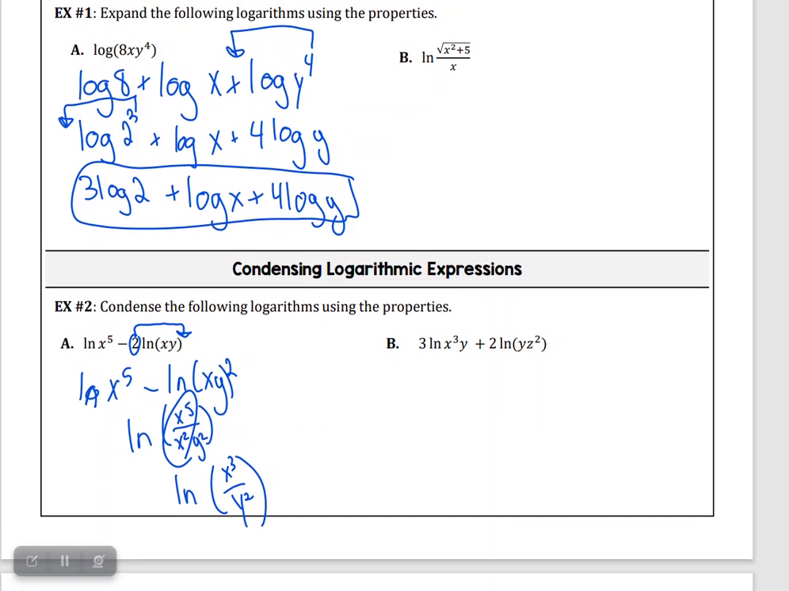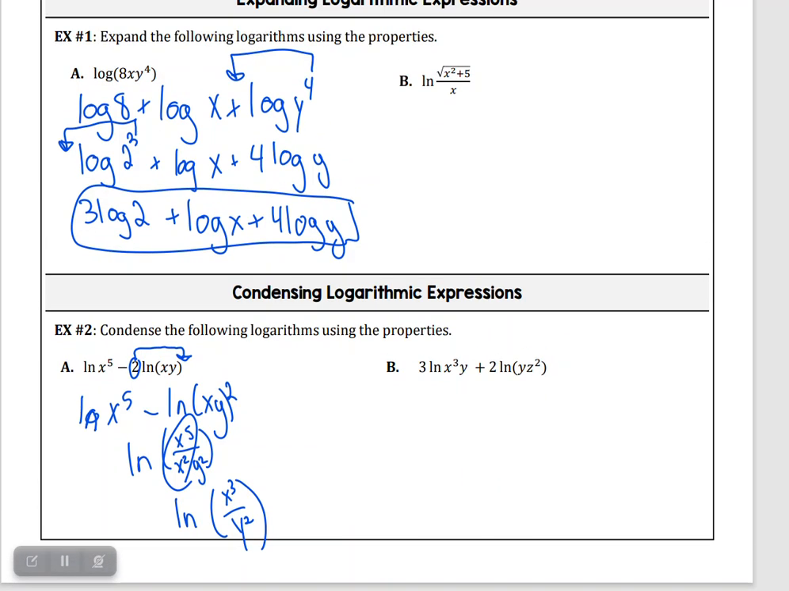All right, what I want you to do real quick is pause the video and do example B by yourself in both 1 and 2, and then unpause it.